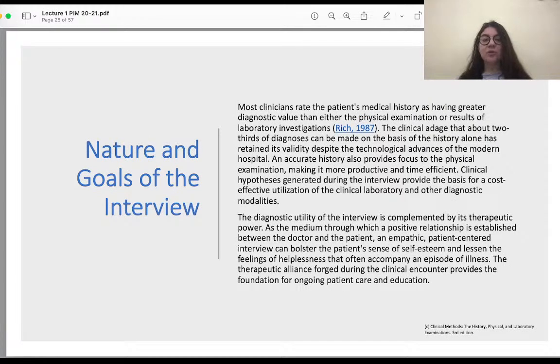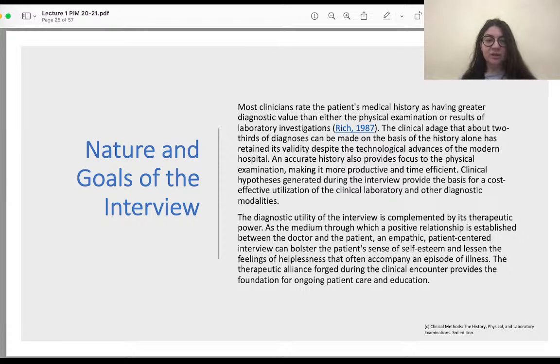Most clinicians rate the patient's medical history as having greater diagnostic value than either the physical examination or results of laboratory investigations. The clinical adage that about two thirds of diagnoses can be made on the basis of history alone has retained its validity despite the technological advances of the modern hospital. An accurate history also provides focus for the medical examination, making it more productive and time efficient. Clinical hypotheses generated during the interview provide the basis of cost-effective utilization of the clinical laboratory and other diagnostic modalities.